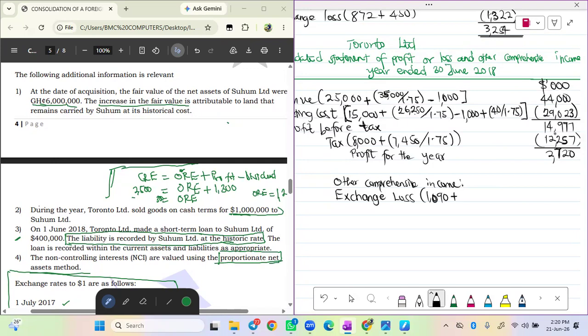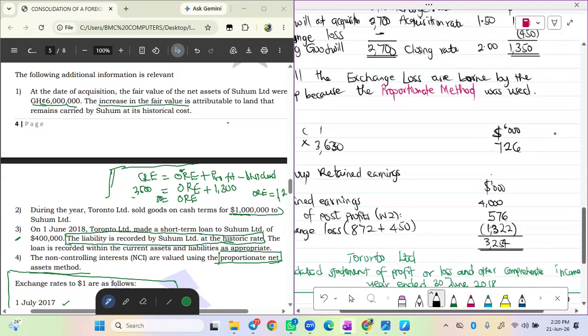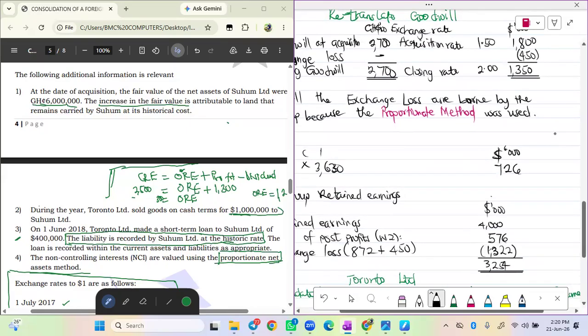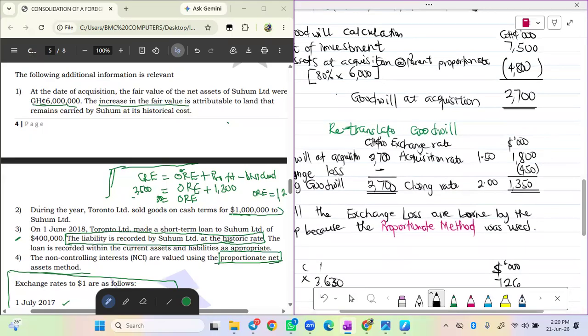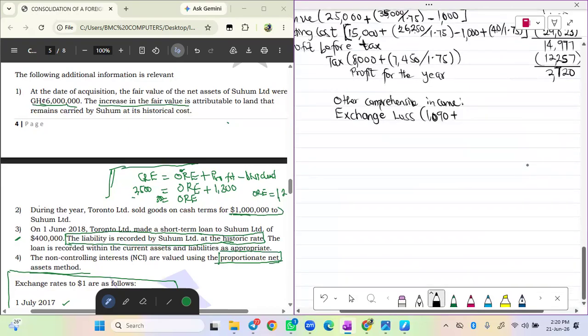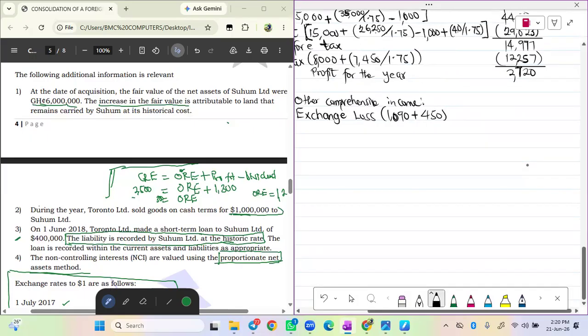Then, what will be the exchange loss? If it is an exchange gain, you deduct from it. Exchange loss, it's two losses, so add. The exchange loss after retranslating goodwill was 450,000. So plus the 450. And all will be treated as other comprehensive income. Don't add it to the P&L.